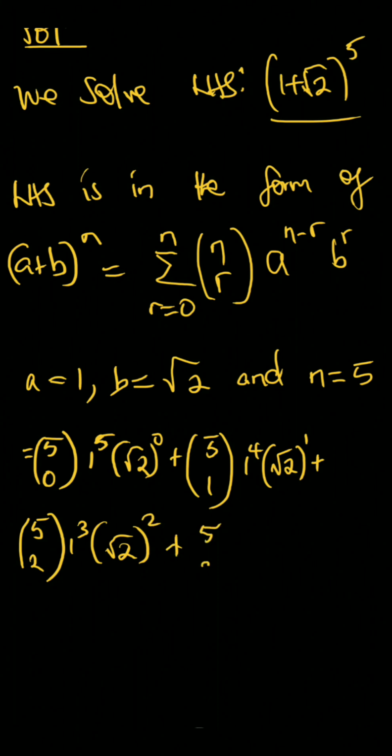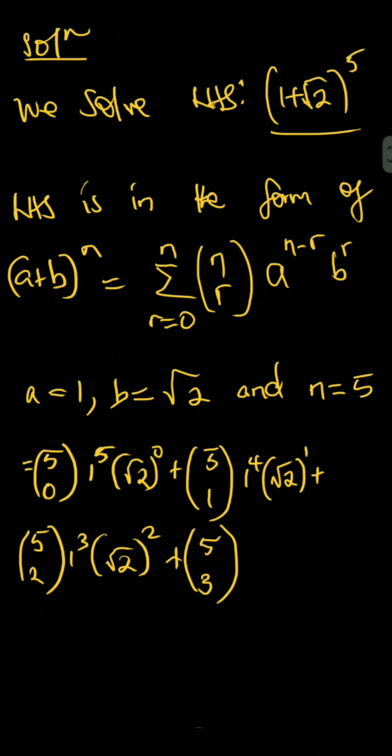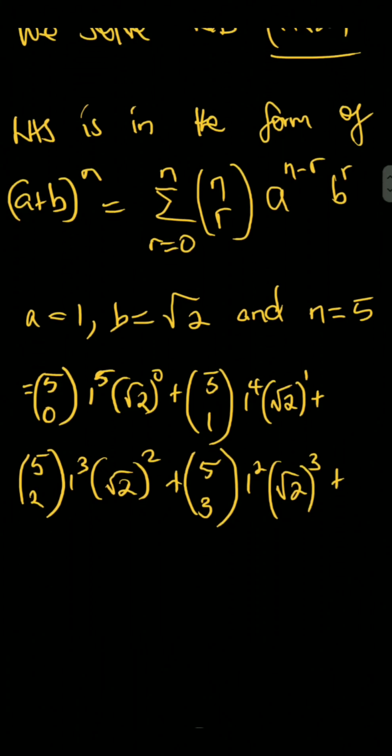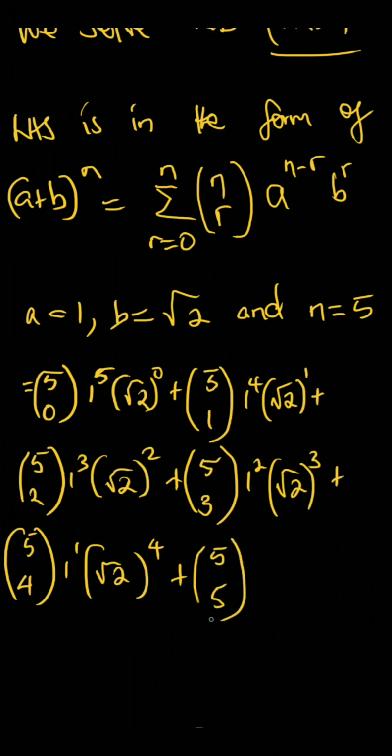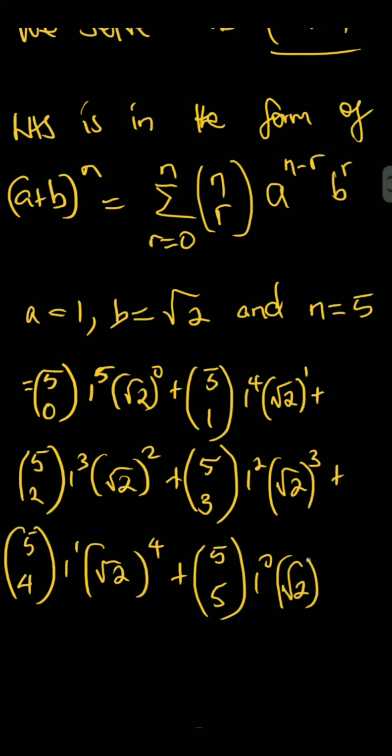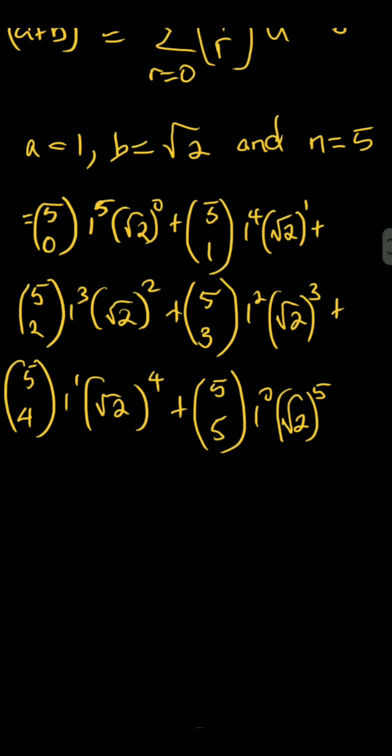Then we say plus. Now this will be 5 choose 3. You have 1 to the power 5 minus 3, which is 2. Then times the square root of 2 raised to the power of 3. Then you add 5 choose 4 now, where you have a, which is 1, to the power 5 minus 4, which is 1. Then we multiply with square root of 2 to the power 4. Then we have plus 5 choose 5. Then we have 1 to the power 5 minus 5, which is 0. Then times the square root of 2 raised to the power of 5.